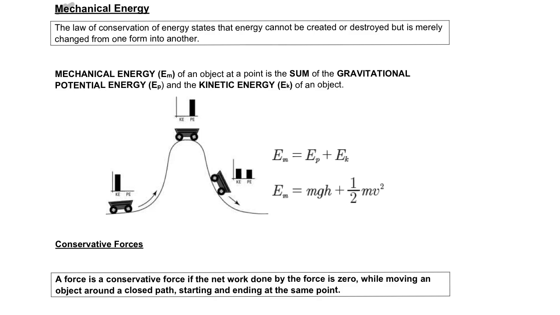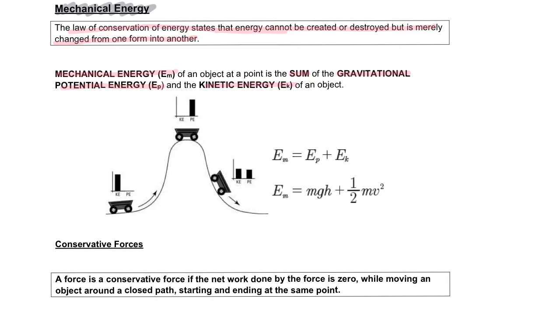It starts with mechanical energy, and that's our main aspect of what we're looking at next. It says the law of conservation of energy states that energy cannot be created nor destroyed, but is merely changed from one form into another. So I know that the mechanical energy of an object at a point is the sum of the gravitational potential energy, EP, and the kinetic energy of an object, which we did discuss earlier.